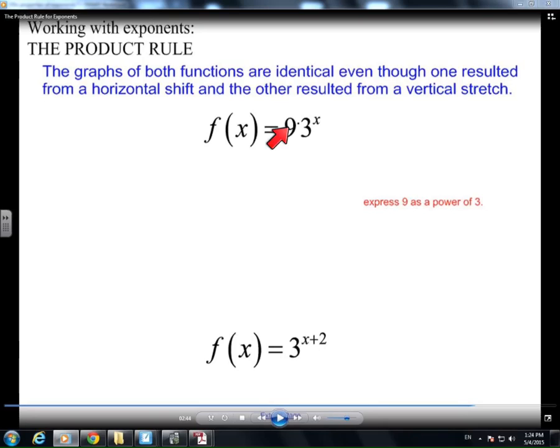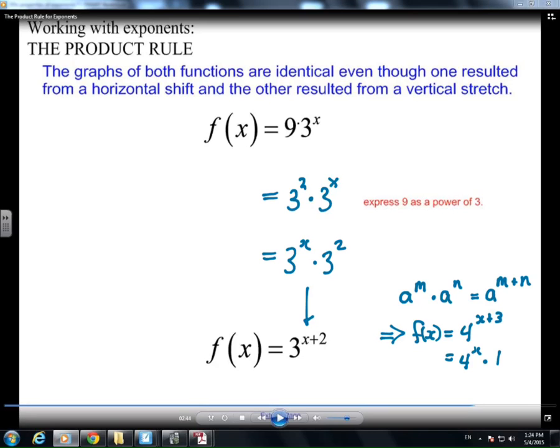Let's start with y equals 9 times 3 to the x. I can really write that as 3 squared times 3 to the x. Now I actually have two of the bases are the same. This is 3 to some power times 3 to some other power, which means even if I rearrange them, I can now use the product rule and say this is 3 to the x plus 2 power. So now we see why we get the same graph. The vertical stretch can be morphed into a horizontal shift and get the exact same values. So math magic for y'all.